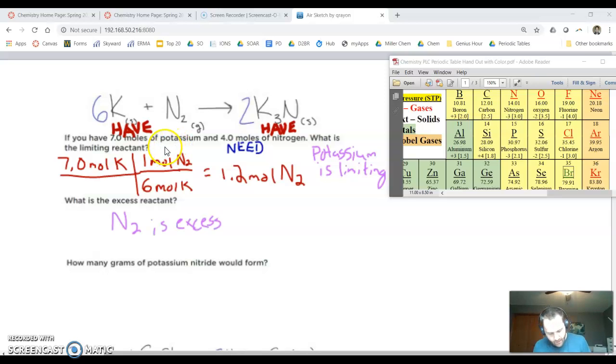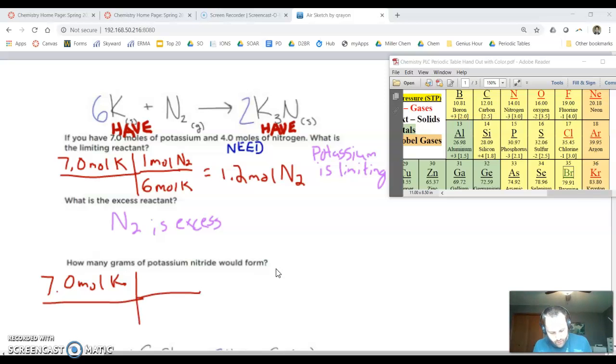And so what that means down here is this question that says how many grams of potassium nitride would form. You have to base that off of your limiter. Just like if you're going to take the ingredients and make as many grilled cheese as possible. Well, if you go back to that 5 bread, 3 cheese thing, you're going to run out of bread first. So therefore, how many grams of potassium nitride? Well, we're going to start with our limiter, so our 7.0 moles of potassium.